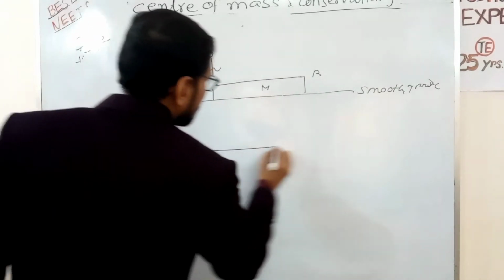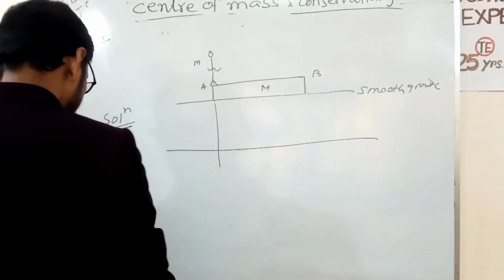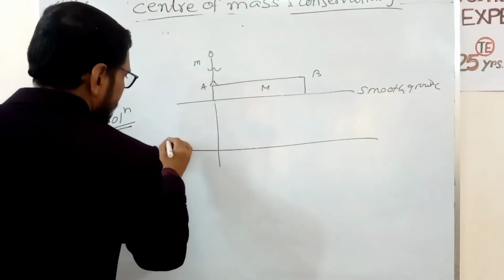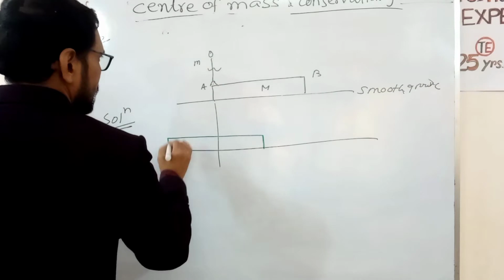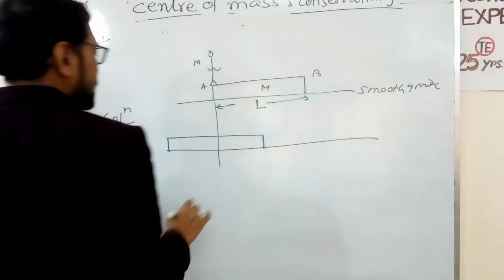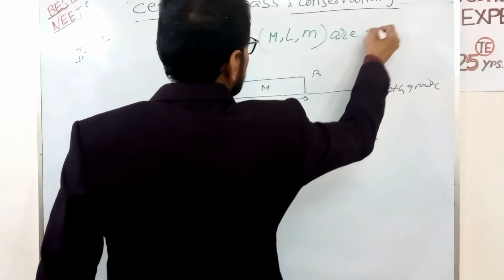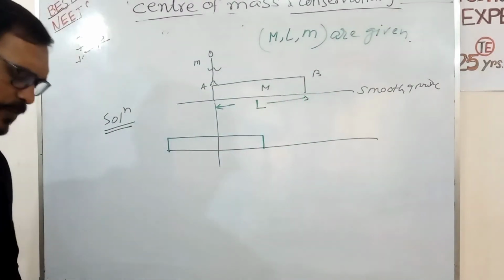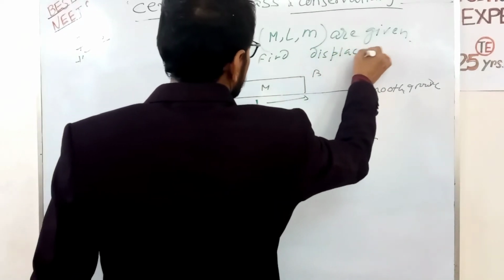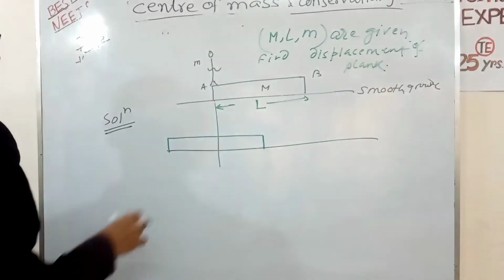Suppose this man moves from this end to this end, and the shift of the plank is this way. L is the length of the plank, which is given. So here M, L, M are given. You have to find the displacement of the plank when the man goes from A to B.